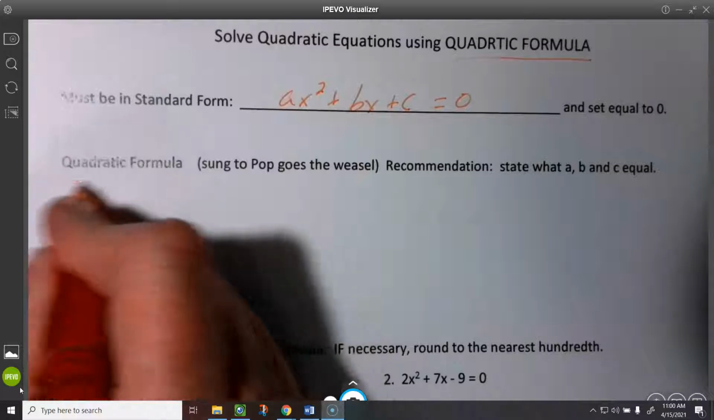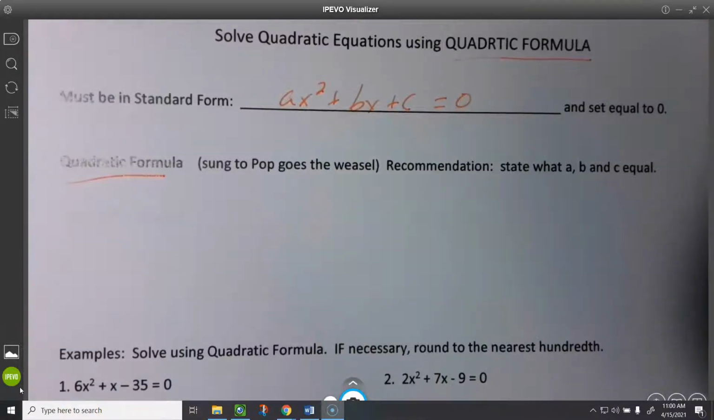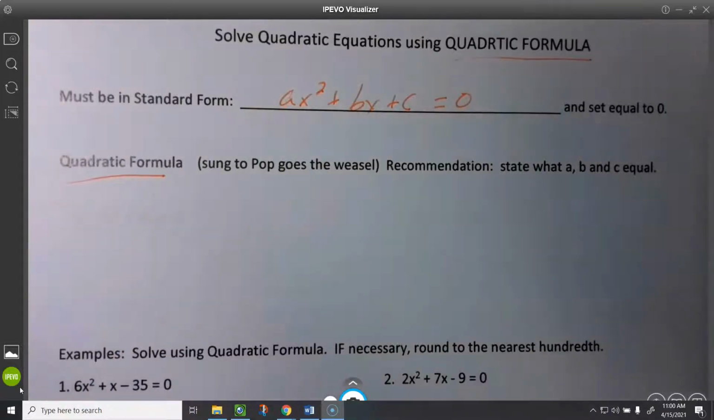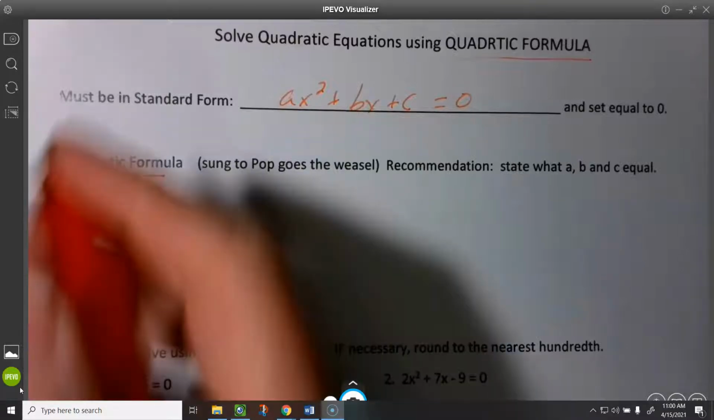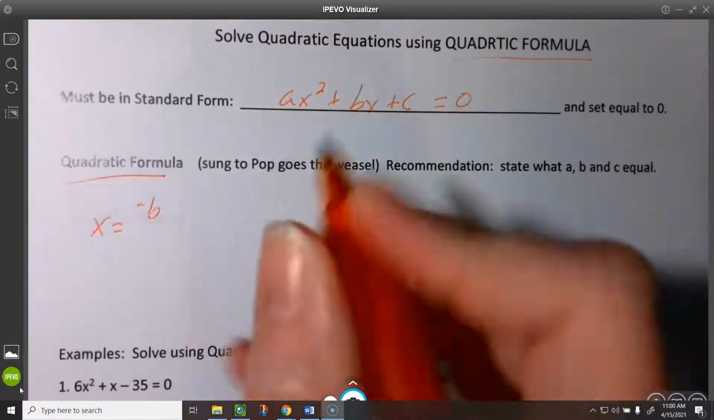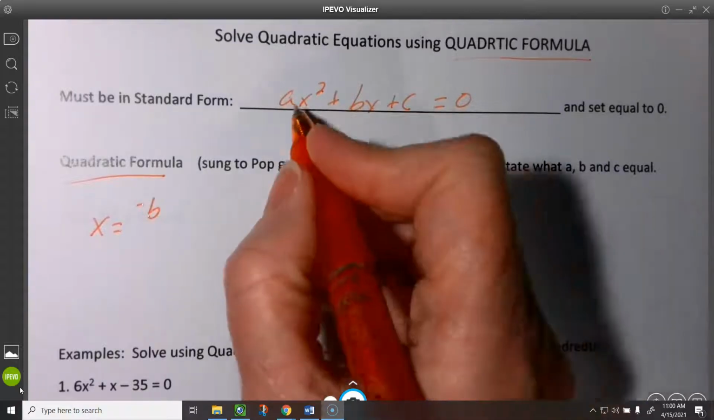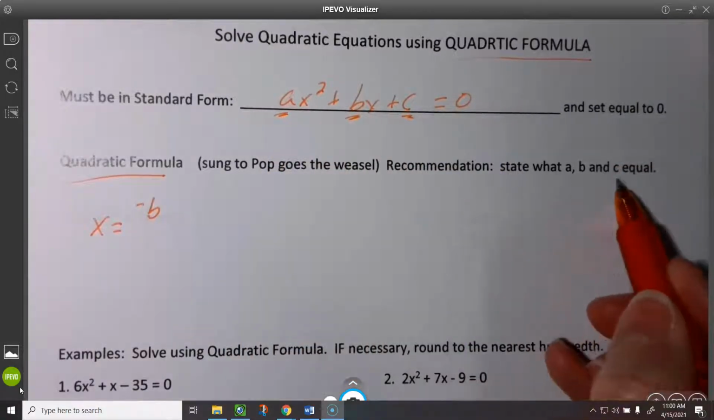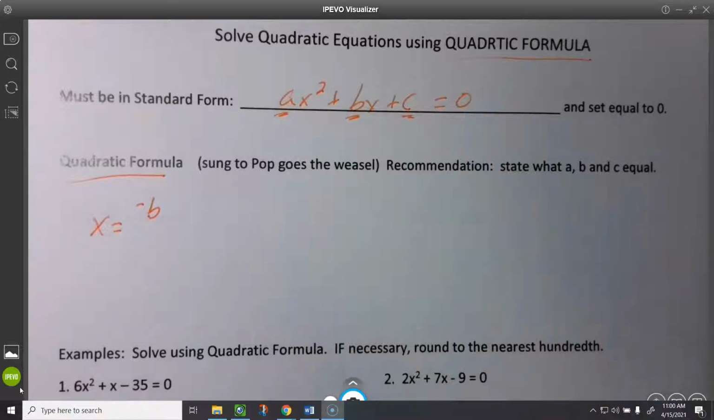It is a formula that a lot of people have memorized, but people have also made songs about quadratic formula. That's how much it's used. So for quadratic formula, the tune I'm going to use is Pop Goes the Weasel. Okay, so I'm going to write it down first, then I'll sing it to you. So x equals negative b. And when we talk about quadratic formula, we need to know a, b, and c. And notice I recommend that you state a, b, and c first. And I'll show you what I mean by that.